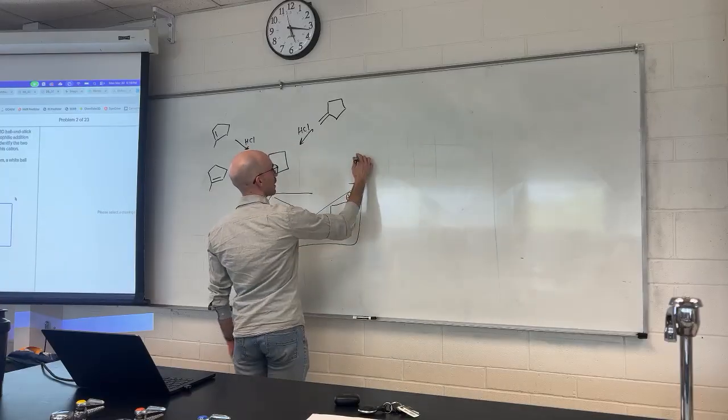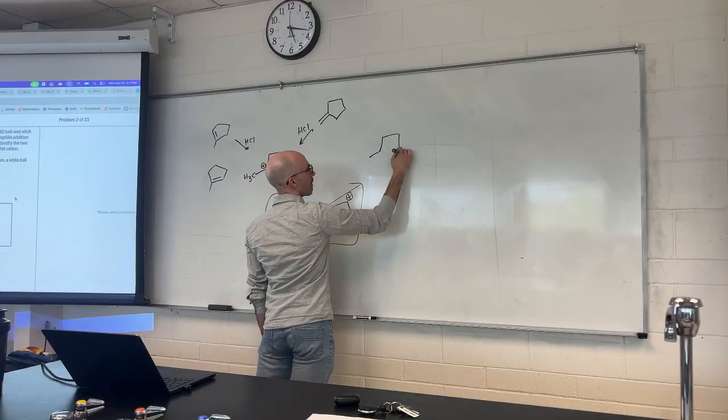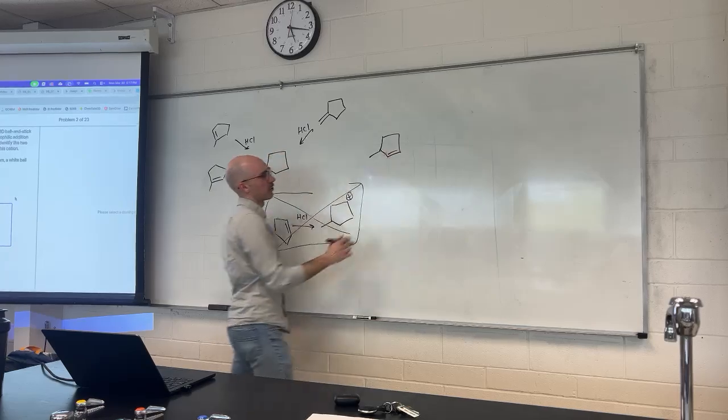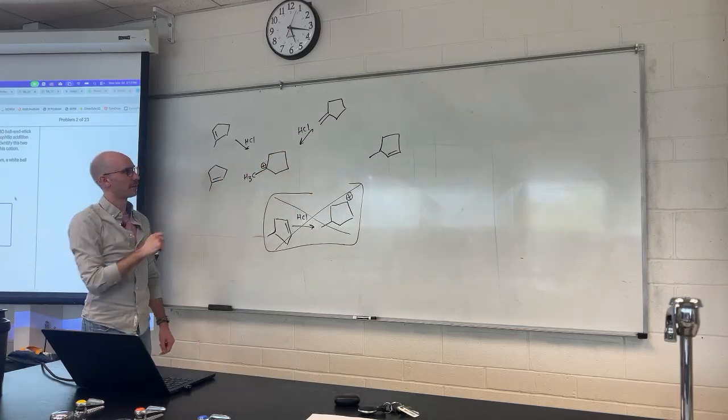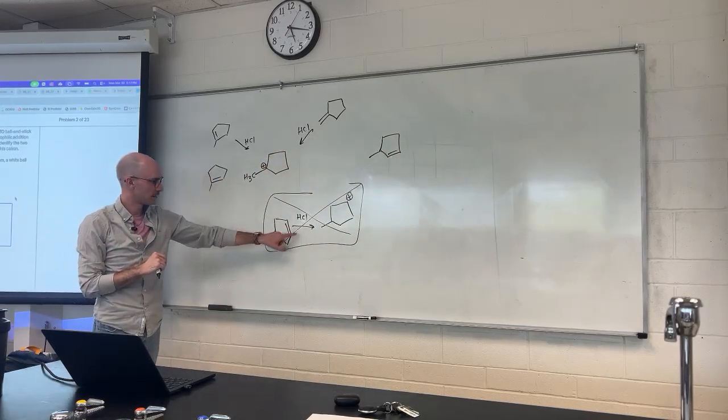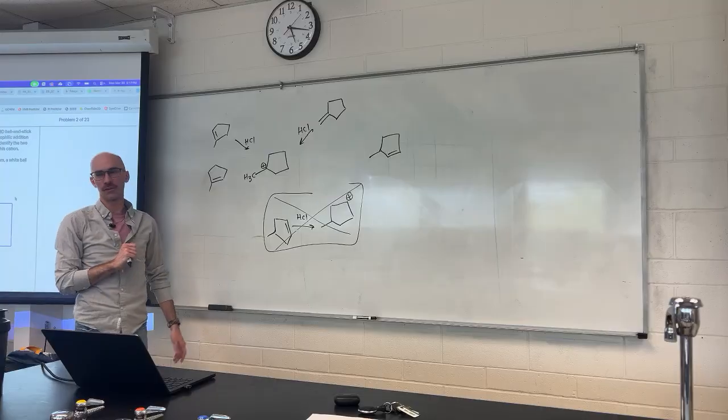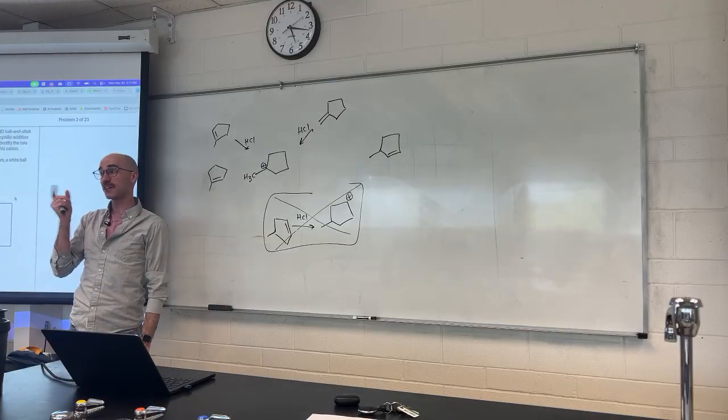Okay, so what's the alkene that I was going for? Well, there's really only one other choice. That's 3-methyl cyclohexene. I had drawn 4-methyl cyclohexene. All right, here's another problem.